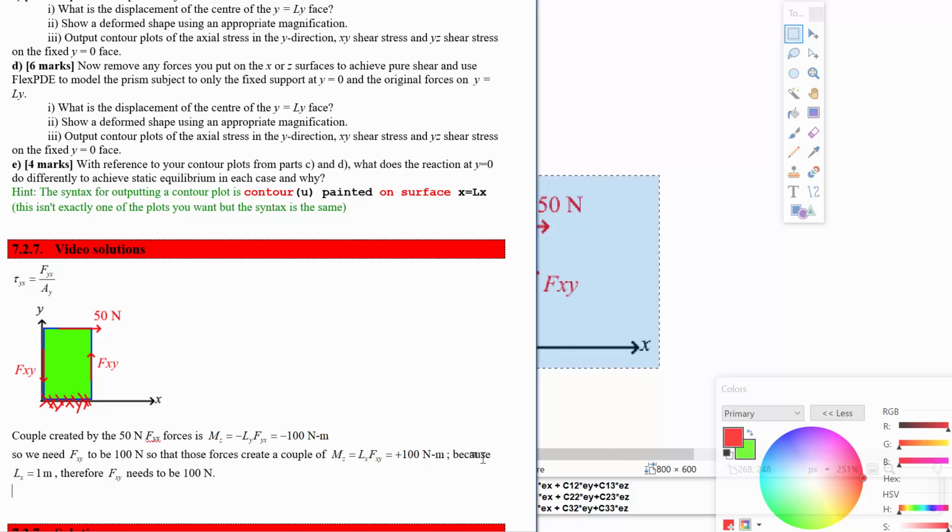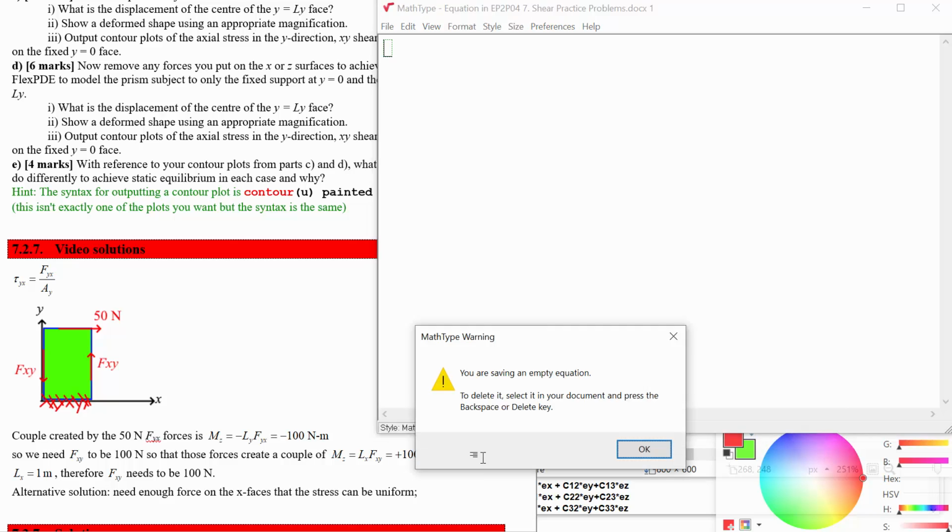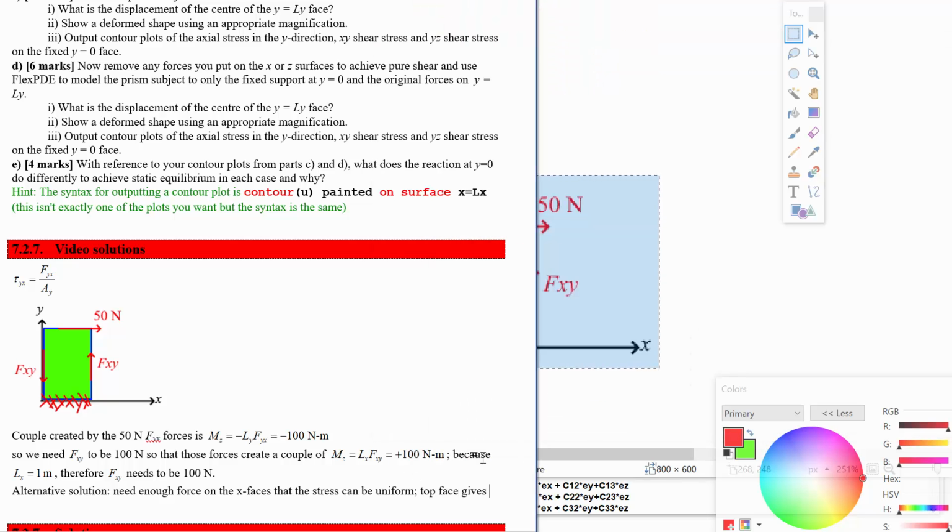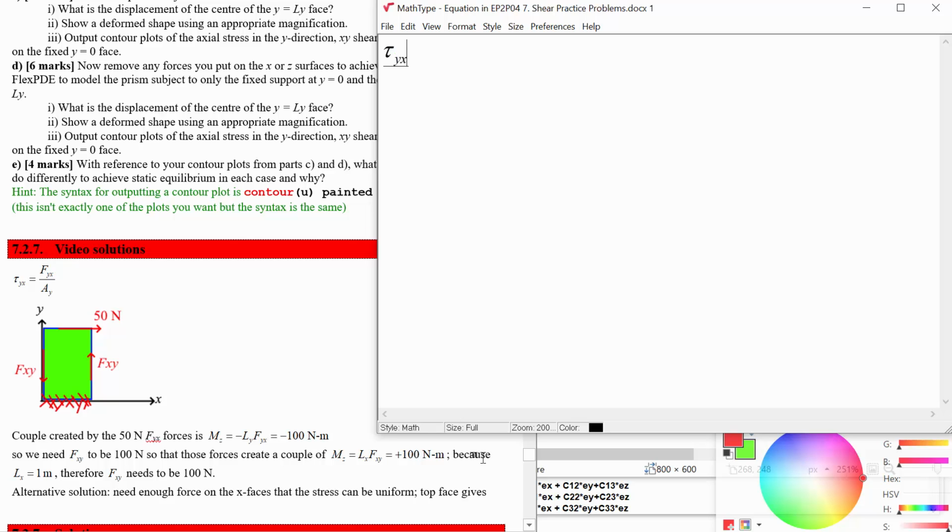Okay, another way that you could have solved this, alternative solution, need the same stress applied. Well, actually, we needed enough force on the x faces that the stress can be uniform. So that means the top face gives tau yx equal to 50 newtons over its area of the y face, right?